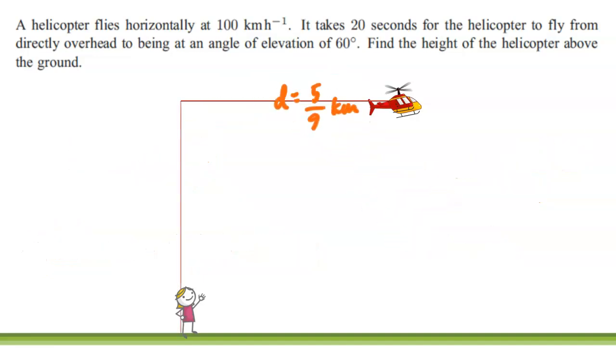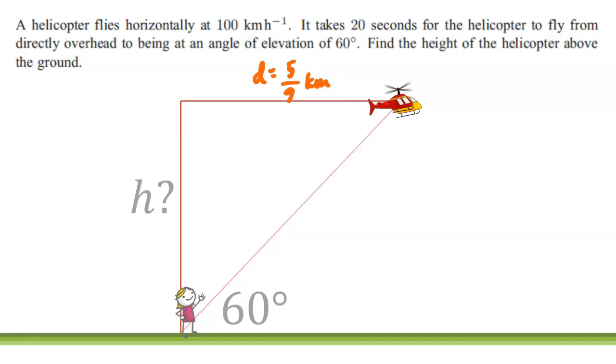Okay, so here we go. I'm going to redefine the problem. Rather than saying that the helicopter flew for 20 seconds at 100 kilometers an hour, I'm just going to say that it flew 5/9 of a kilometer. Remember, ultimately we're trying to work out how high the helicopter is, so that's over here, but we were told eventually that there's going to be an angle of elevation of 60 degrees. That means from this person's observation, it's 60 degrees looking upward. But because of the Z pattern in geometry, we know that this is also 60 degrees here.